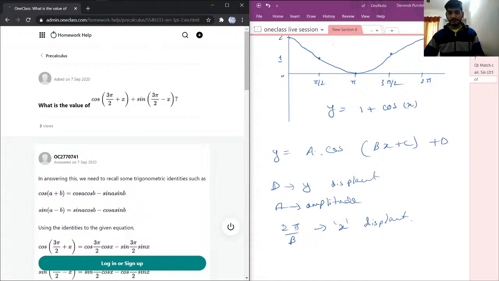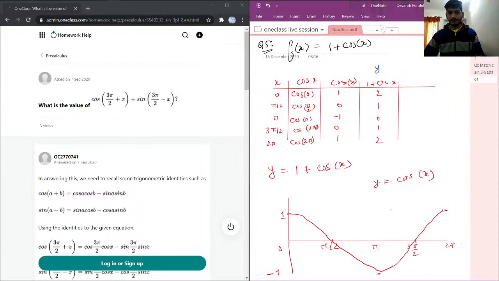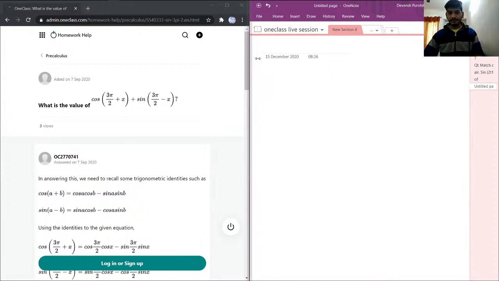Now we have another question. This will be question number 6. It says that we need to find the value of cosine of 3 pi by 2 plus x, sine of 3 pi by 2 minus x.